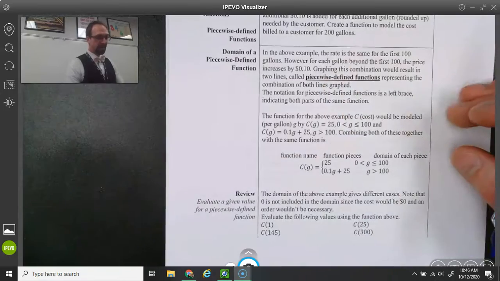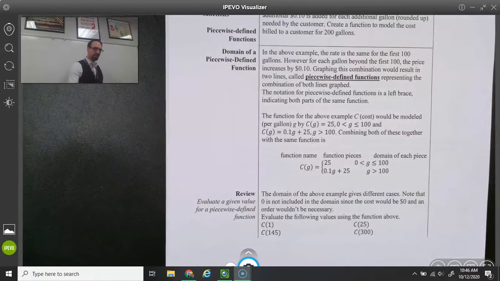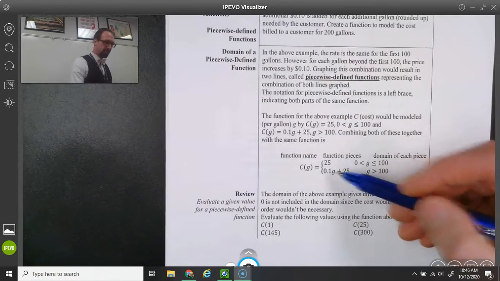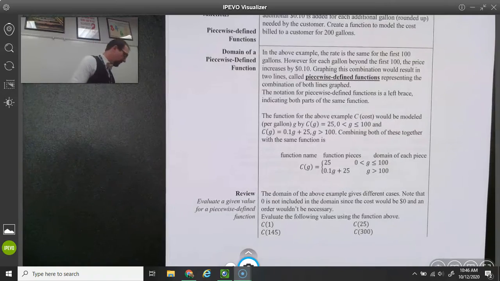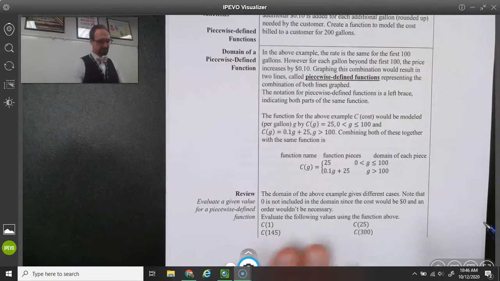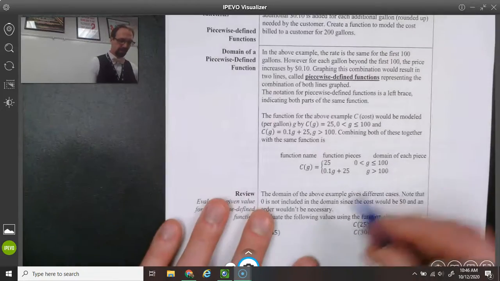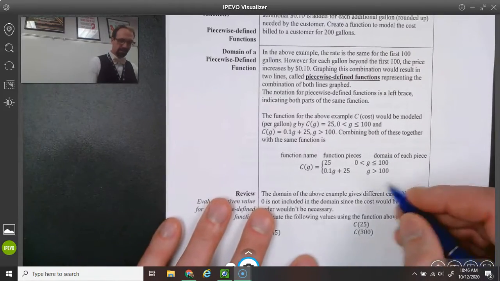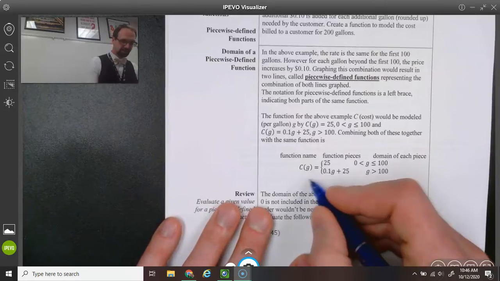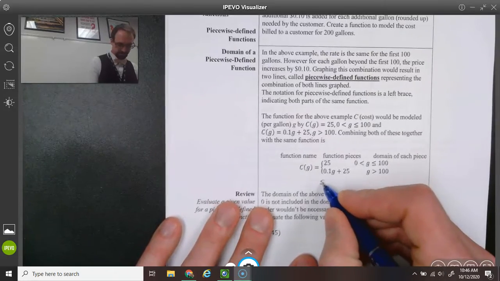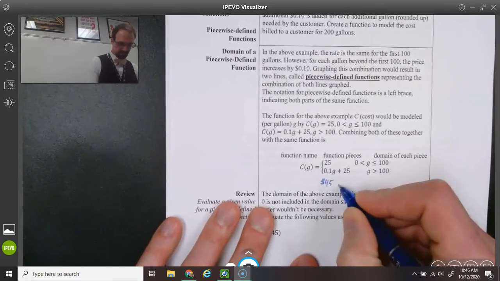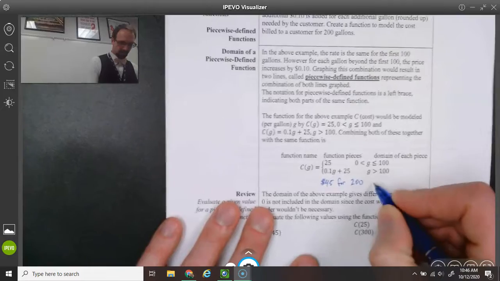We're also going to go through and evaluate using 200. So 200 gallons would fit into this example here. So we're going to take 200 times that 0.1, and that gives us 20, and then 20 plus 25 gives us that 45. So this would cost us $45 for 200 gallons.